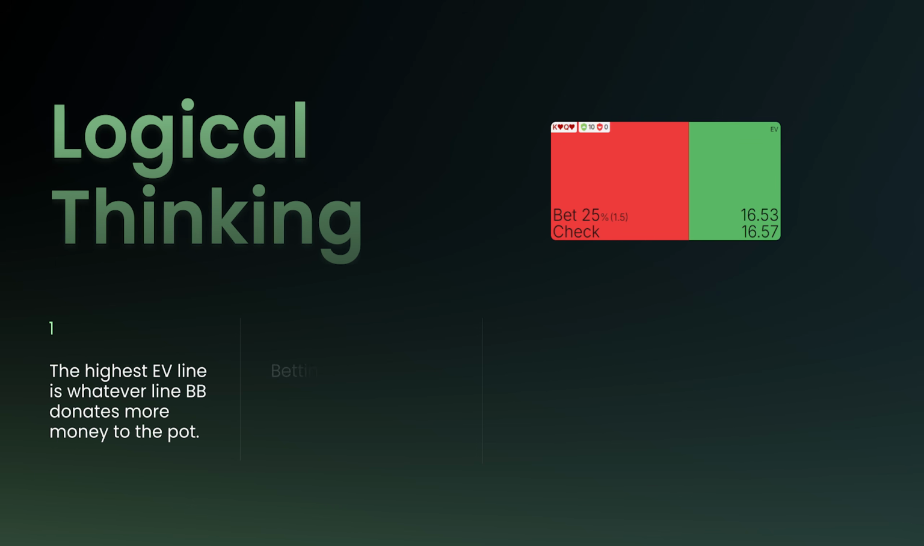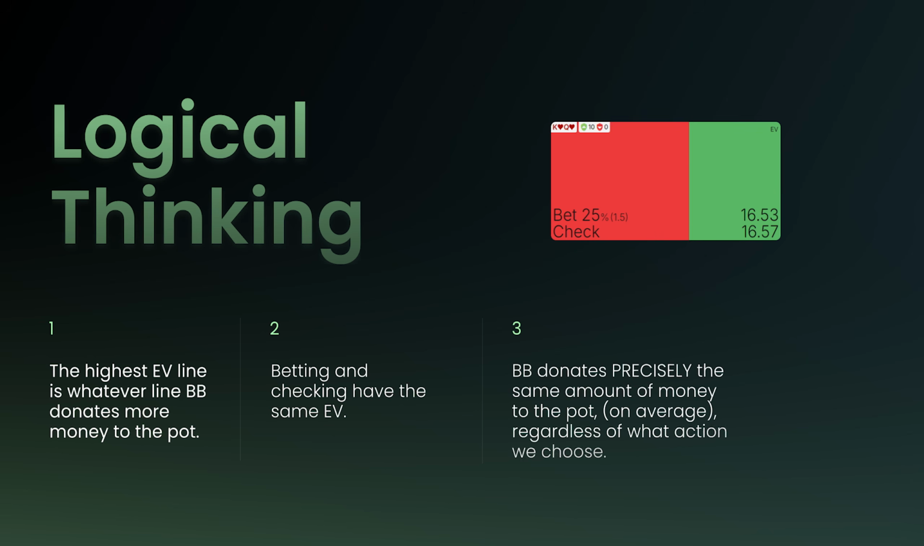Now in GTO, what we can see is that betting and checking have precisely the same EV, 16.5. Now I say precisely, you can see there's a very small difference. That's due to noise in the solution. In fact, if it were solved perfectly, the EVs would be exactly the same. And that's just due to laws of game theory. What this means is that Big Blind donates precisely the same amount of money to the pot on average, regardless of what action we choose.